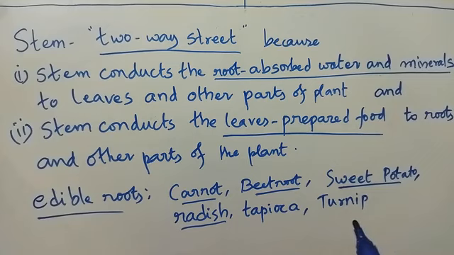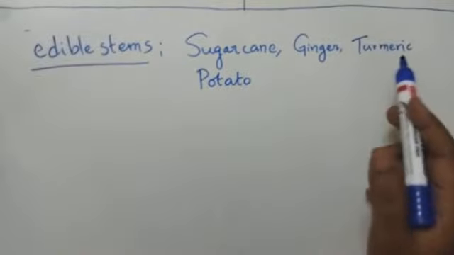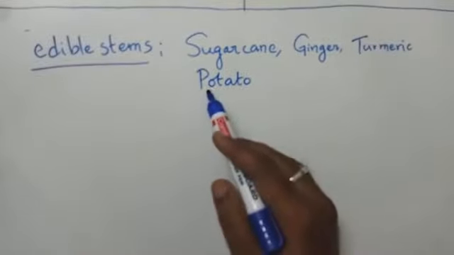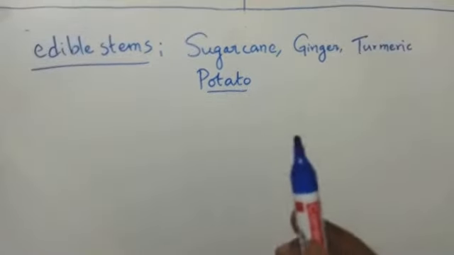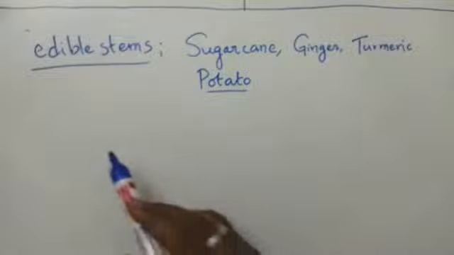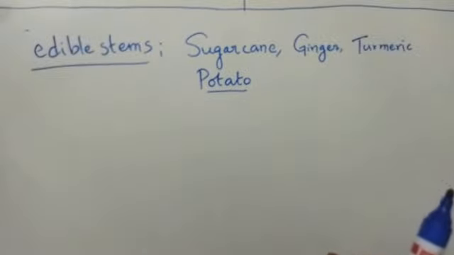Okay. In the same way, some of the stems we eat, they are known as edible stems. Some of the edible stems are sugarcane, ginger, turmeric, potato. See, potato is edible stem. Sweet potato is edible root. Right, remember it. So with this, we have completed up to root. Let us learn about flower.